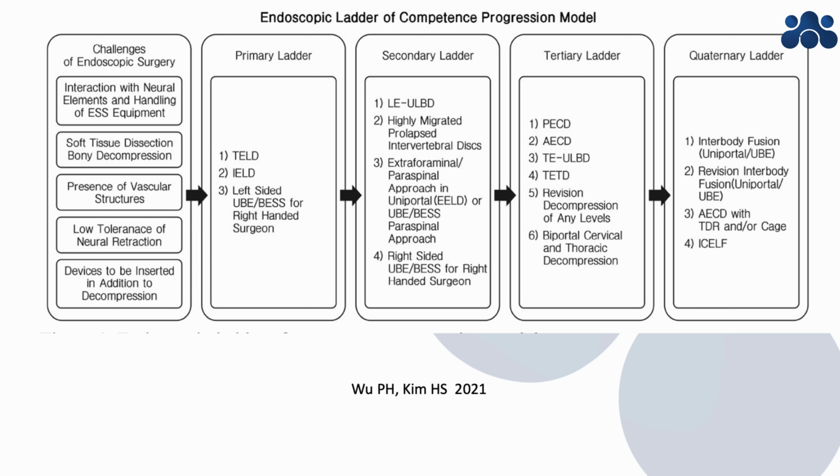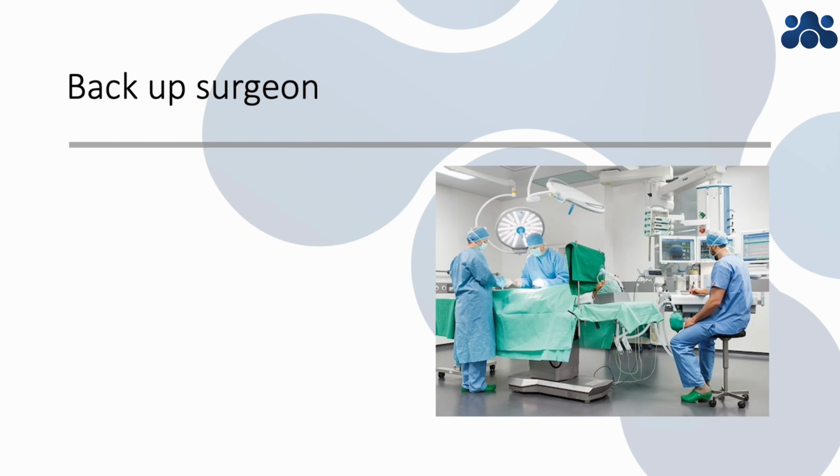Wiepage et al. in 2021 gave what's called the endoscopic ladder of competence progression model, in which they define the ladder into 4 levels, and they put every step of endoscopic spine surgery, including the UBE technique, and how they proceed with each technique. So it's logical to start with the lumbar disc and then proceed with other difficult cases, including stenosis and fusion.